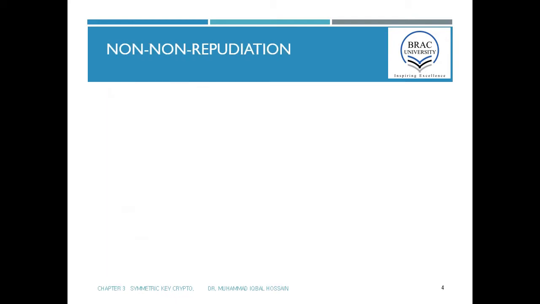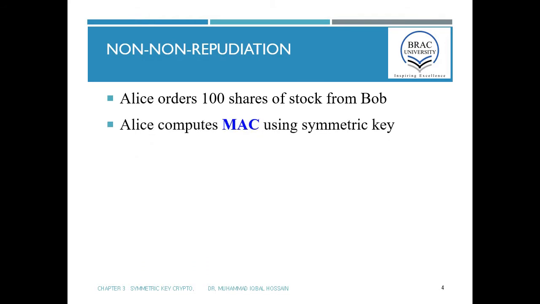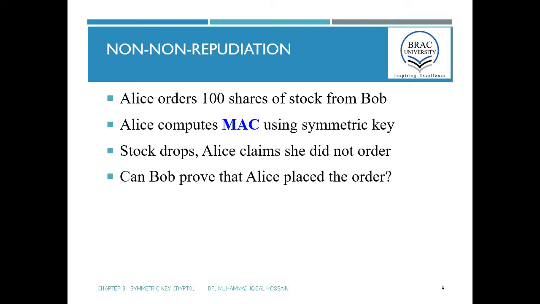So let's see this example. Alice orders 100 shares of stock from Bob. Alice told Bob, buy 100 shares, and Alice sent her MAC, computed using her symmetric key. But the next day the stock drops and Alice claims that she didn't order. Now, can Bob prove that Alice placed the order?